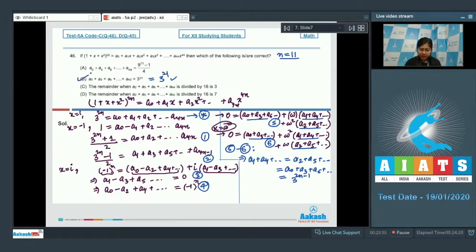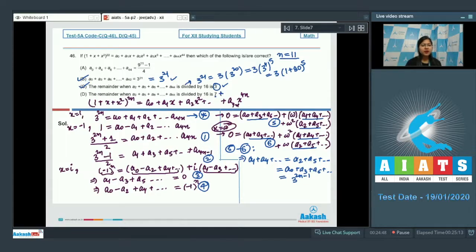So this is correct. Now let's talk about option number C. A2 plus A5 plus A8 and so on. This is also equal to 3 raised to the power 21. So when this is divided by 16, we have to find the remainder. Now this can be written as 3 into 3 raised to the power 20. That is equal to 3 into 3 raised to the power 4 whole raised to the power 5. That is equal to 3 into, 3 raised to the power 4 is 81, that is 1 plus 80 whole raised to the power 5. Now when we find its expansion, as 80 is divisible by 16, the remainder when it is divided by 16 will be 3. So this is correct. And eventually option number D will be incorrect.